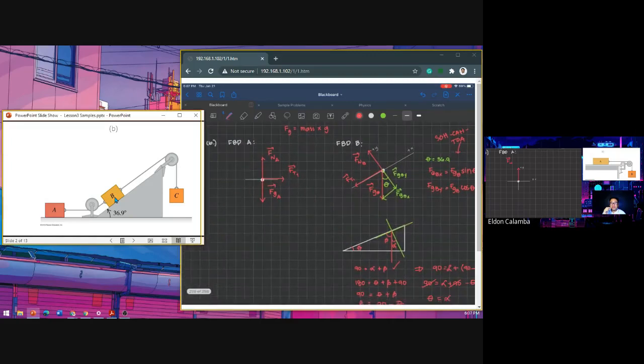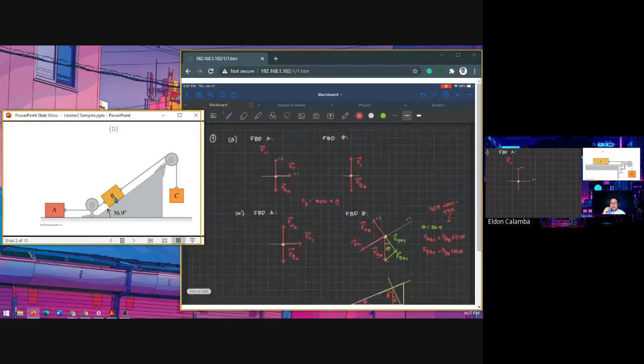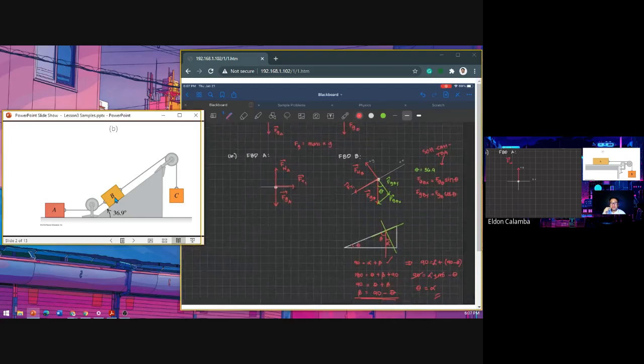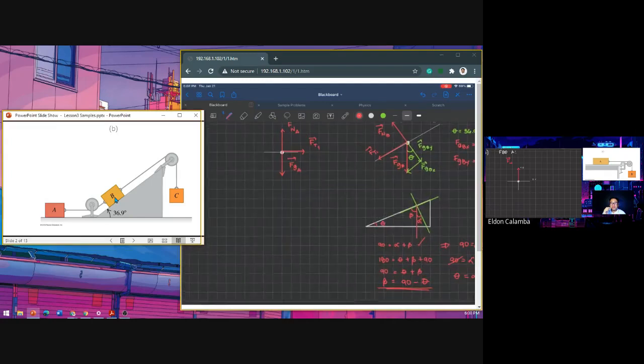And then, by the way, I'll be sending a copy of this Blackboard also. Itong solutions na ginawa ko. PDF copy sa Day Garden. I will upload this one also. Okay, so let's have the FBD of C. The free body diagram of C.